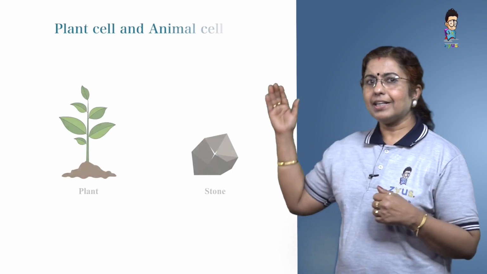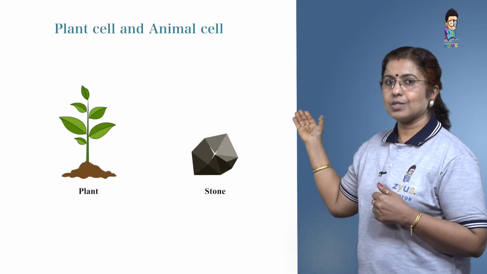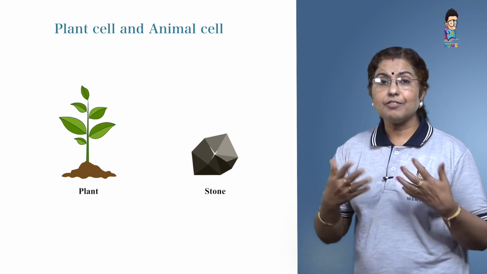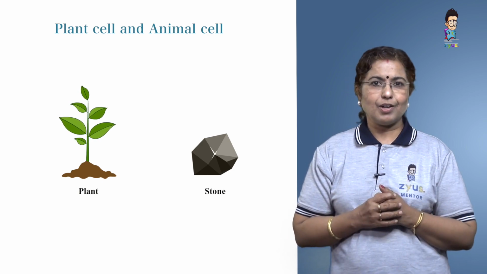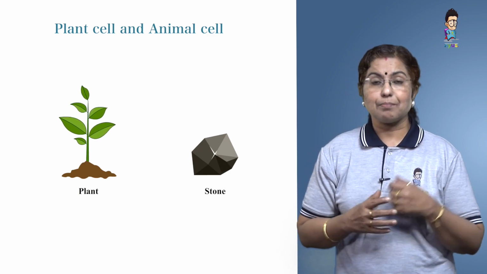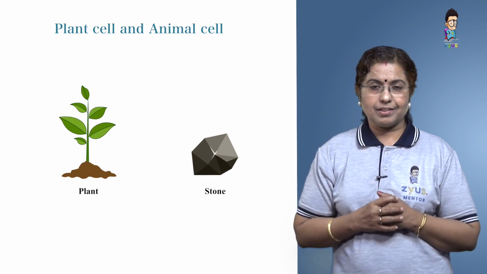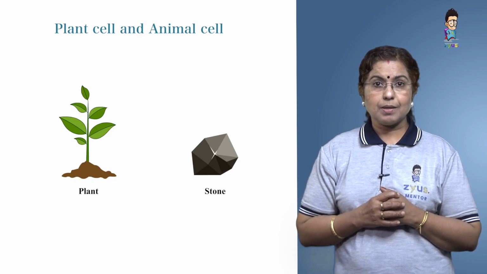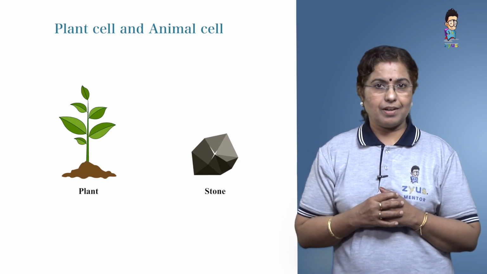Okay, look at the diagram here. There are two pictures. What are the pictures? One is a plant and another one is a stone. What is the difference between these two pictures? The plant is a living organism. Everyone knew that. The plant is a living organism, but the stone is a non-living thing. Why do we say the plant is a living organism? Because it has life, whereas the stone does not have life.